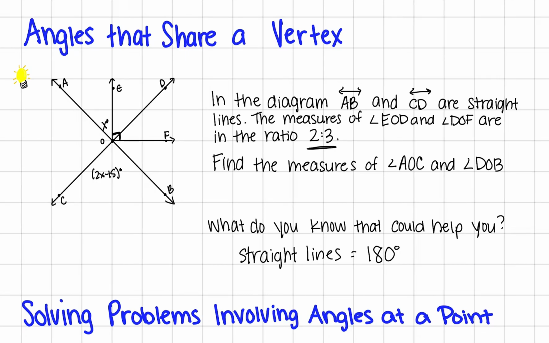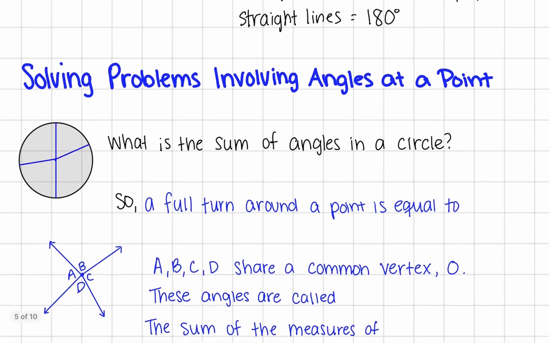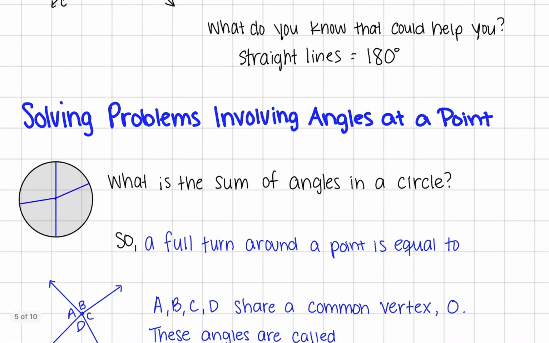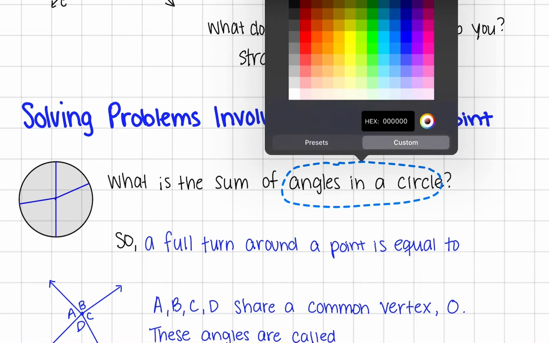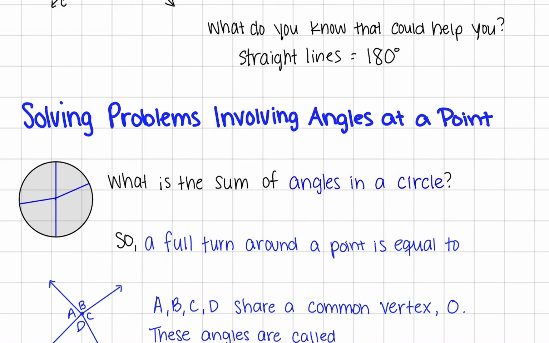Okay. So we are going to look at first at solving problems involving angles at a point. Angles at a point. Okay. What is the sum of angles in a circle? I'm going to make you write this. Write the words angles in a circle. Change that to blue. All right. Angles in a circle equal, we talked about this on the first day, 360 degrees.